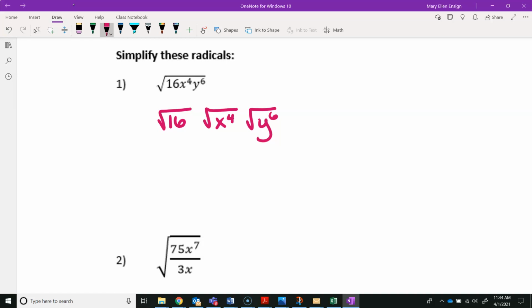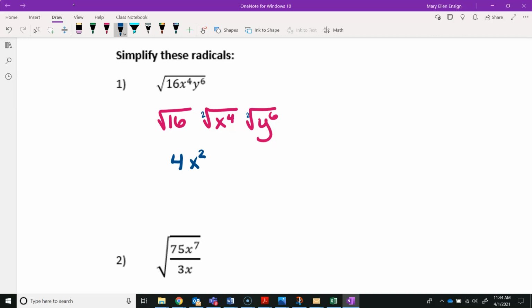So now I'm looking at each part separately. So I have square root of 16. Well, I know that that is a perfect square. Square root of 16 is just 4. Now I'm looking at the square root of x to the 4th. So again, I want to know, is my exponent divisible by my index? Remember, I'm just going to write these in here, even though they're not usually in here. My index is 2 for a square root. So can I take 4 divided by 2? I can. 4 divided by 2 is 2.